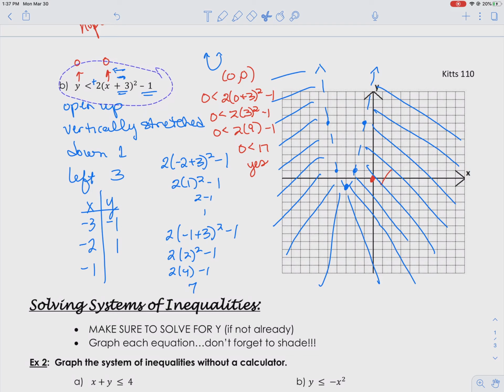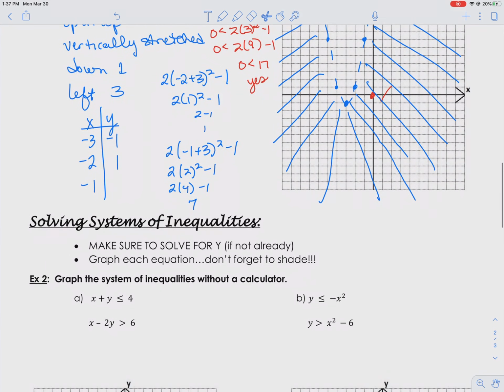Now we're going to graph more than one. Remember when you do systems of equations, you would graph the 2 lines, usually they were lines, and see where they cross. So basically we're going to do the same thing. To solve a system of inequalities, you're going to graph 2 inequalities and see where they cross.